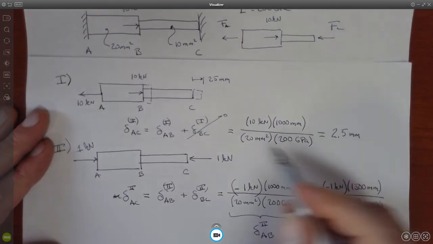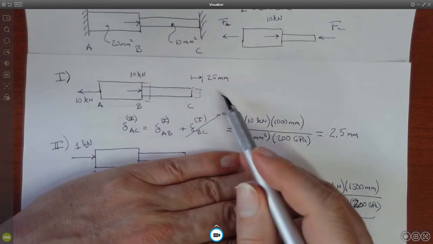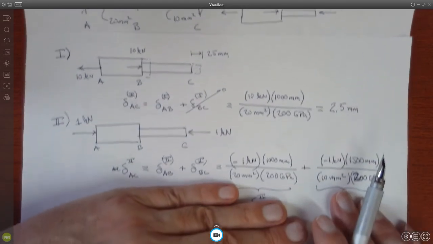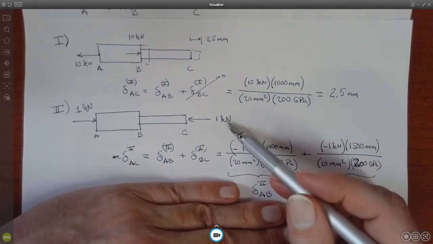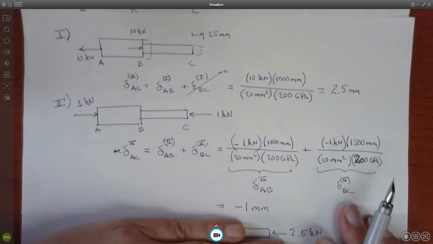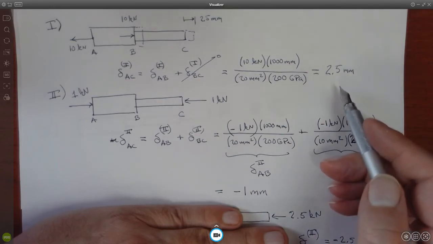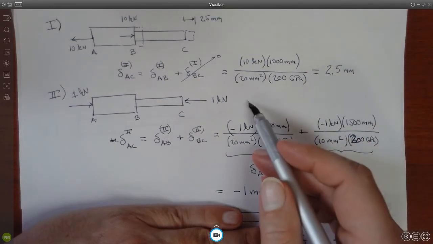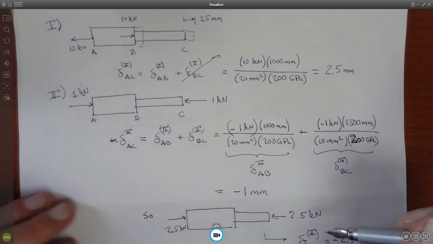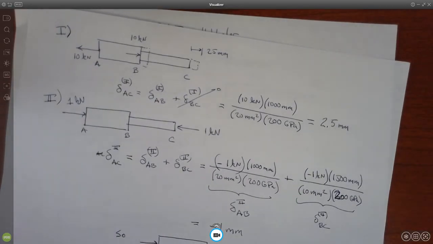We went back, figured out for the first load case, where the unknown force is removed, we got an elongation of 2.5 millimeters. Then we apply a unit force, 1 kilonewton, to the left. See how much that compresses it. It turned out it only compresses 1 millimeter. We needed actually 2.5 millimeters. So that means the force needs to be 2.5 times greater than this. So that gives us 2.5 kilonewtons. Then we superimpose those together.